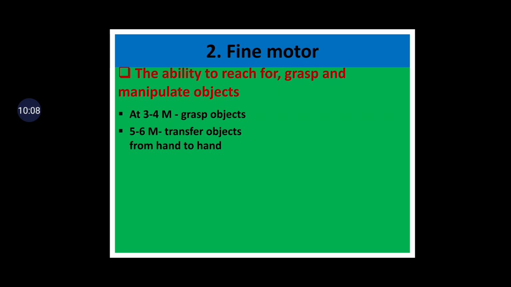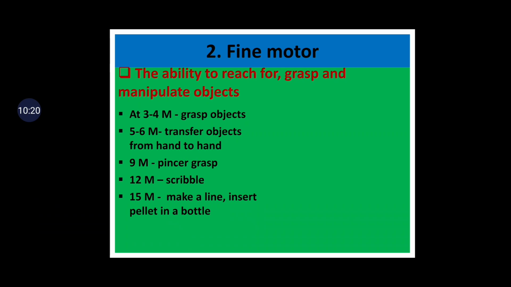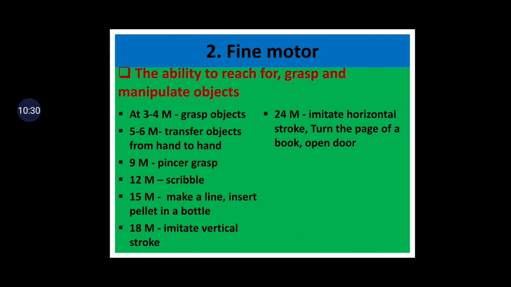At 5 to 6 months, they can transfer objects from hand to hand. At 9 months, they can have pincer grasp. At 12 months, they can scribble. At 15 months, they can make a line and insert a pellet in a bottle. At 18 months, they can imitate vertical stroke. At 24 months, they can imitate horizontal stroke, turn the page of a book, and open a door.